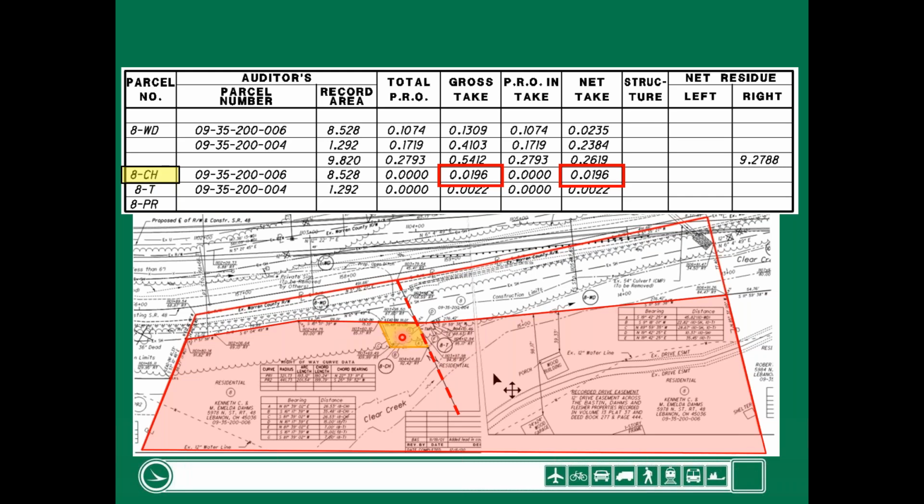It's a very small area right there in yellow, Channel, and that's all from that 006 auditor's permanent parcel number. It's a very small portion. There's no PRO and there's no PRO intake. Next is the temporary, and you probably didn't even see it happen so fast, but there's a really small temporary easement right there. It's highlighted in blue, 8T, and it's 0.0022 acres. So it's a very small chunk of land that we needed to acquire to build the project. And we'll talk about that in a little bit when we get into the right-of-way detail sheet.